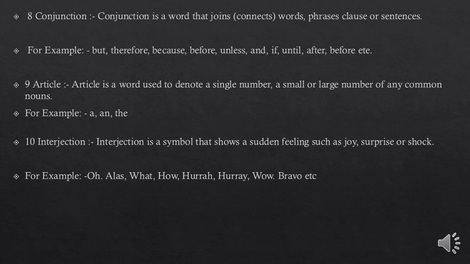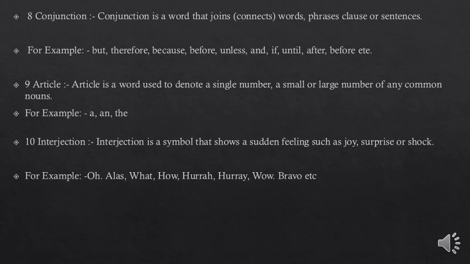Now let us talk about our ninth topic, the article. An article is a word used to denote a single or a larger number of any common nouns. Common nouns have different types of words like a and the, which are articles. There are three articles: first is a and the, and if some words have none, it is no article.